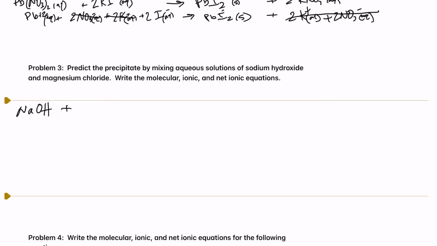Moving on to 3, predict the precipitate by mixing aqueous solutions of sodium hydroxide and magnesium chloride. Again, writing molecular, ionic, and net ionic equations. So we're going to do the same practice one more time. Sodium hydroxide, we're going to give the molecular formulas for each of these. Magnesium chloride, magnesium is group 2.